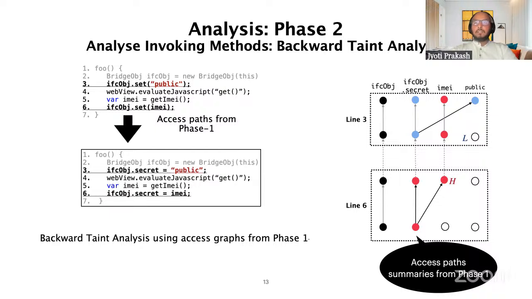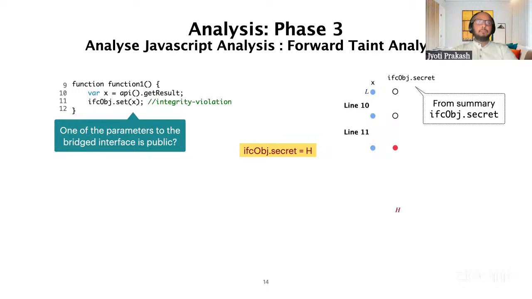So now if you compute the IDE analysis, propagate the security labels, we can say that IFC_object.secret holds a value which is labeled H, which means high information. And in the last phase, we use all of this summary information to detect confidentiality violations.